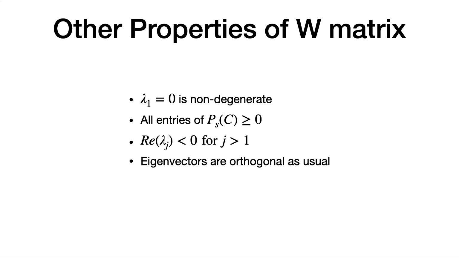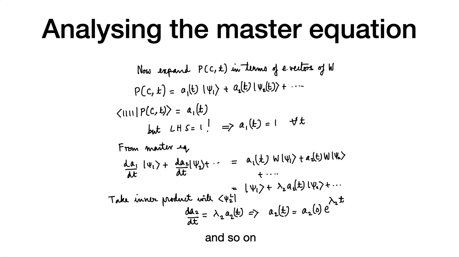So if I give you this many properties, how does the system evolve in time? Let us look at that. Just like we do in quantum mechanics, we do eigenvector expansion. I can expand P of C, t in terms of eigenvectors of W. So P of C, t is A1 times psi 1 plus A2 times psi 2 plus so on and so forth, where psi 1, psi 2, psi 3 are the eigenvectors of the W matrix.